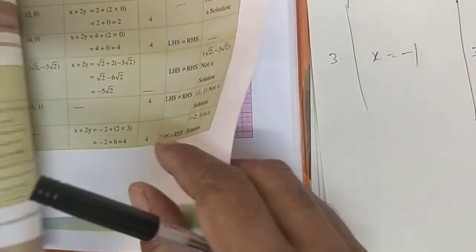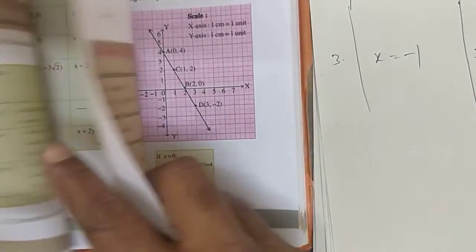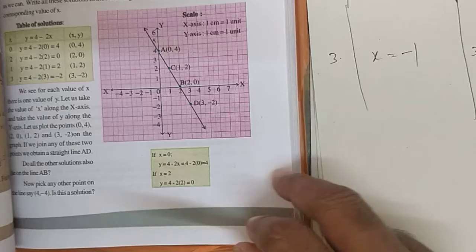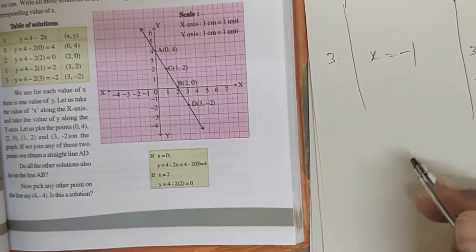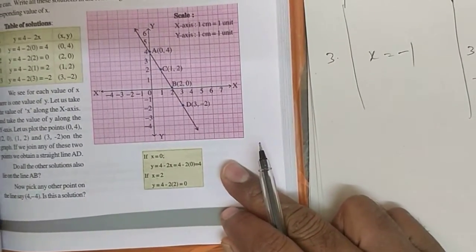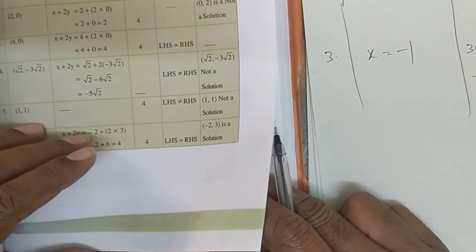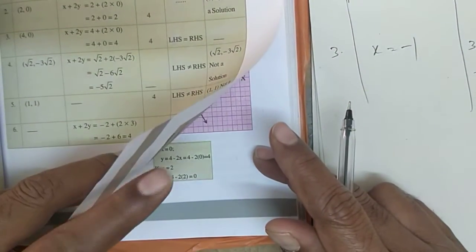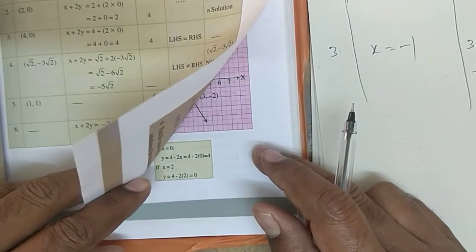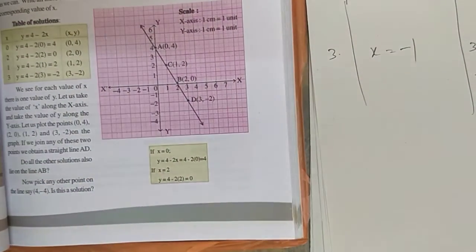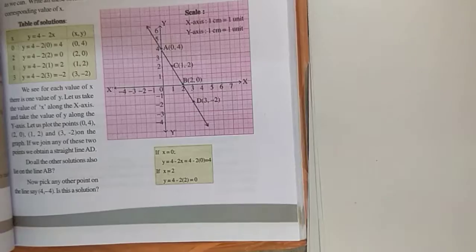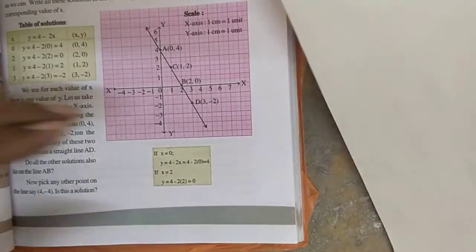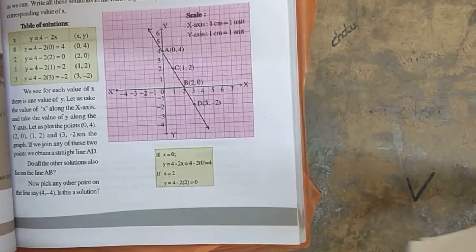Then if you go to the second problem, what he asks is: if 0 comma a and b comma 0 are solutions of the following linear equations, find a and b. So he is asking to find the values of a and b. Okay, how to find the values of a and b we will see in this problem. Now, 8x minus y is equal to 34.